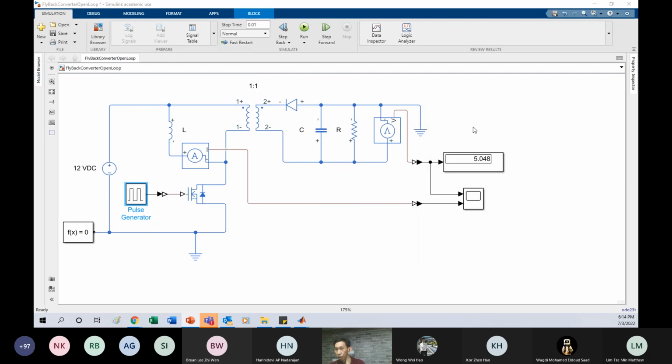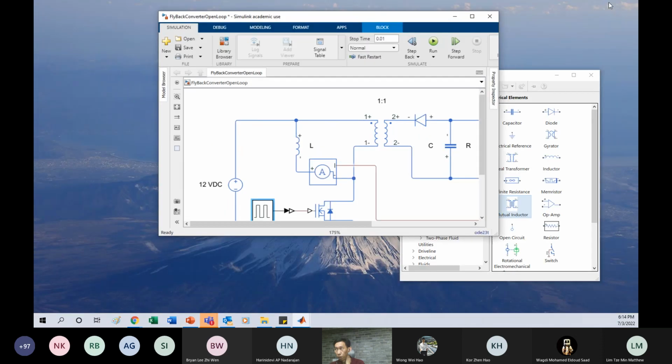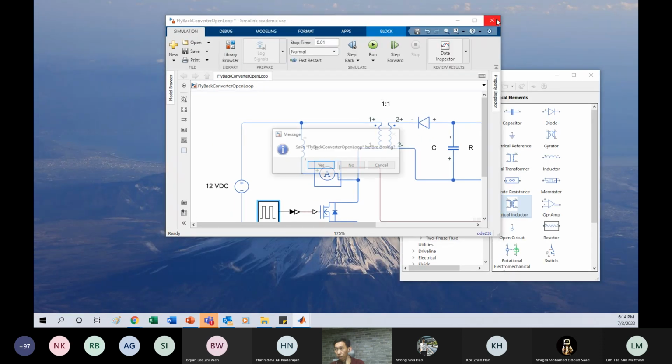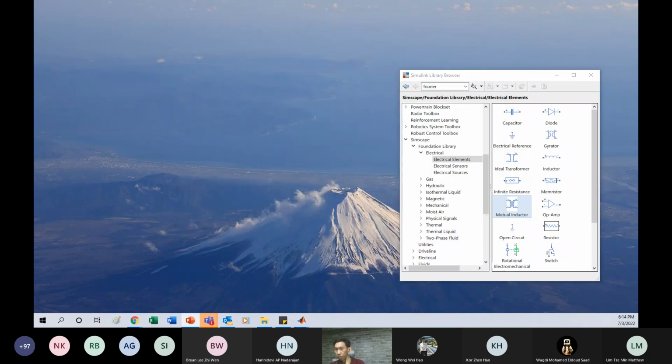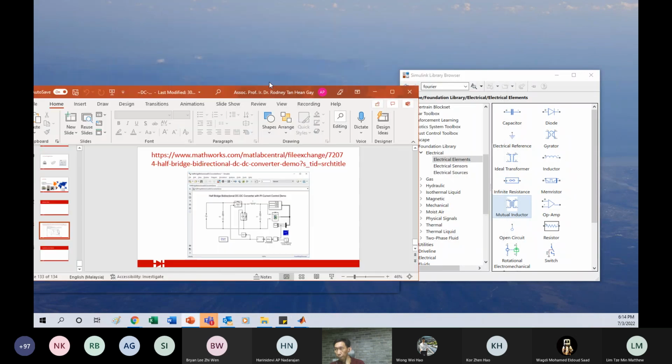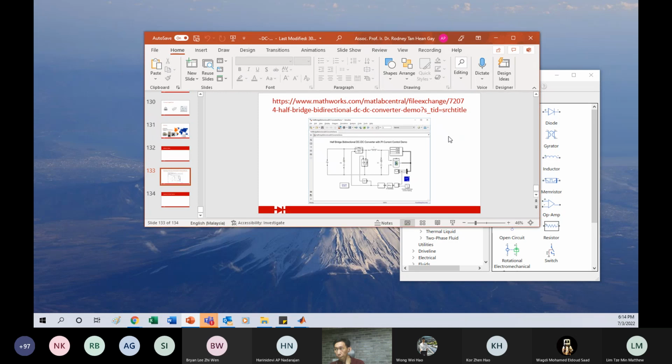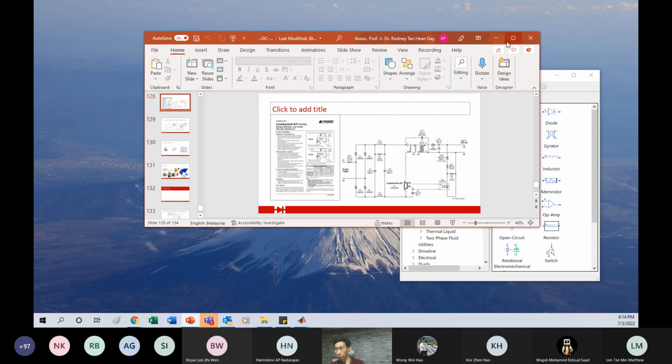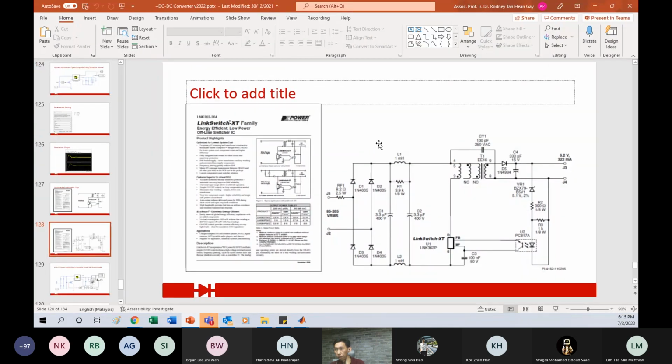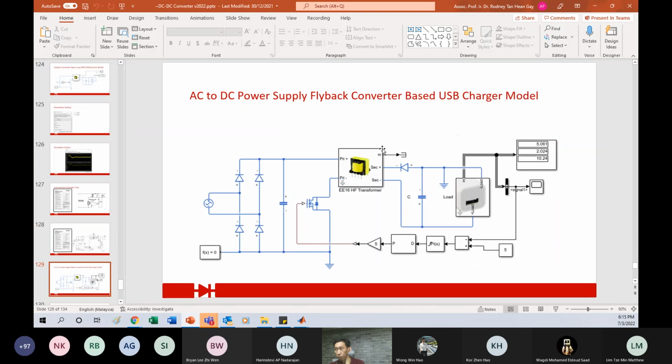So maybe now we will move on to, when you get this done, I don't want to save. So now maybe we will do a feedback, a feedback control.